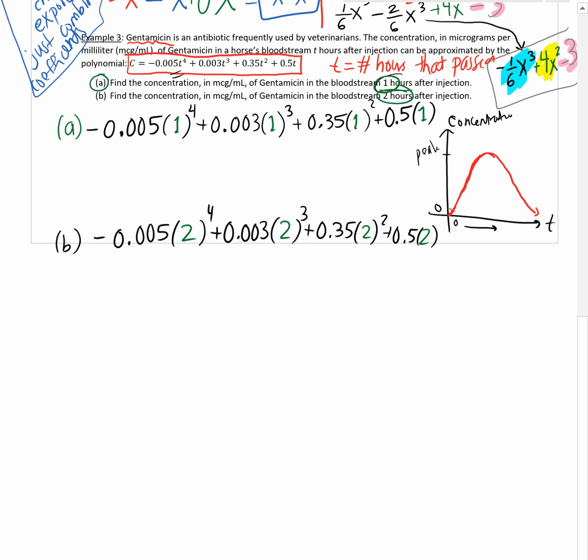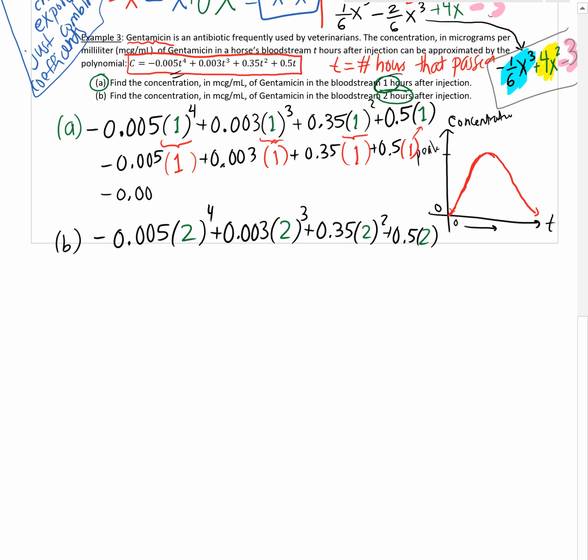I like part A because I know that 1 to any power is 1. That's my favorite. So 1 to the 4th power is 1. 1 to the 3rd power is 1. This is awesome. 1 to the 2nd power is 1. Best day ever. 1 to the 1 power is 1. So now it all comes down to multiplying each of those coefficients by 1. And you know what happens when you multiply something by 1. The thing is unchanged. Multiplying by 1 doesn't change anything. So really you're just adding the coefficients.